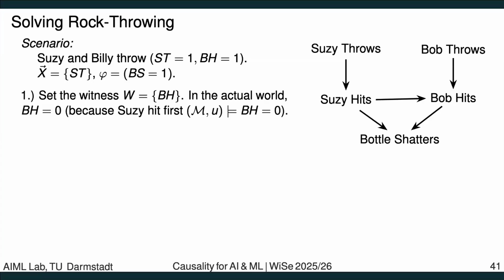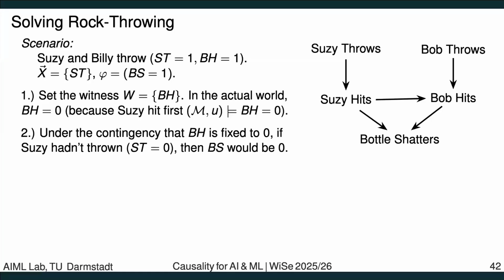Basically, we freeze everything that is not along the causal path from Susie throwing to the bottle shattering. Or at least we leave some path open, right? Because you could also say, well, Susie throwing, Susie hitting, Bob not hitting, the bottle shattering is also a causal path. But as we are free to define this W more or less, we can choose it that way.